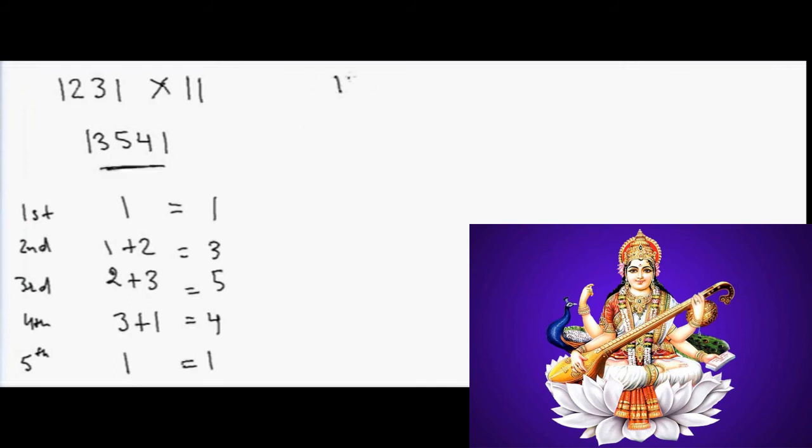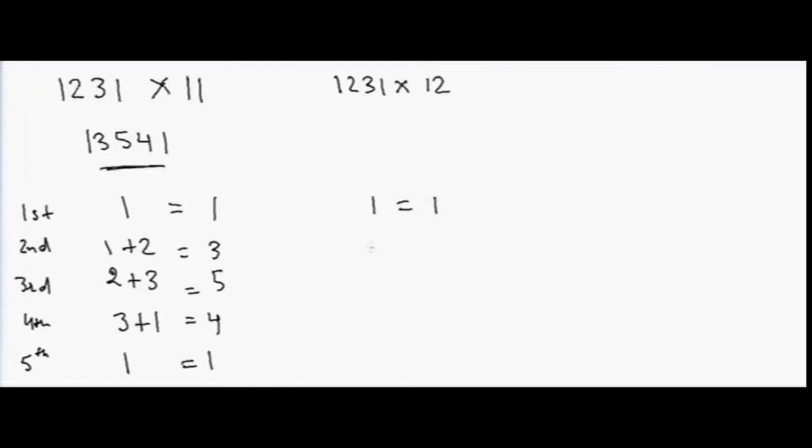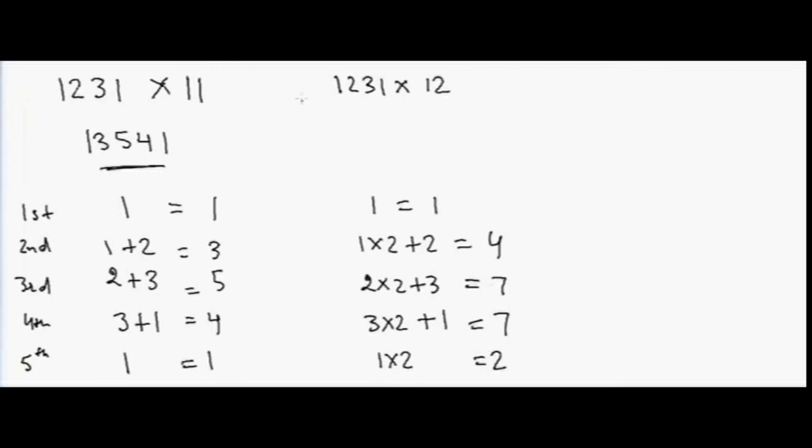Again, if I have 1 2 3 1 and I want to multiply by 12, here we have 1, then we have 1 into 2 plus 2, then we have 2 into 2 plus 3, 3 into 2 plus 1, and 1 into 2. So that will give me 4. This will give me 7, 7, 2. So the answer is 14772.